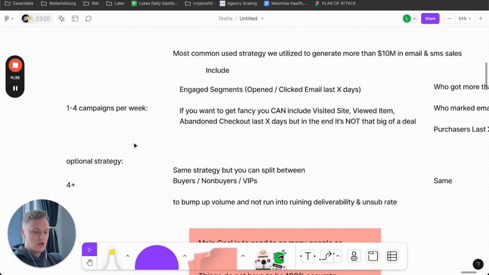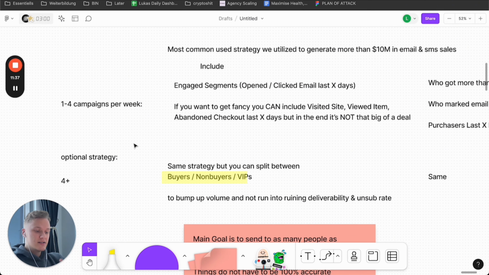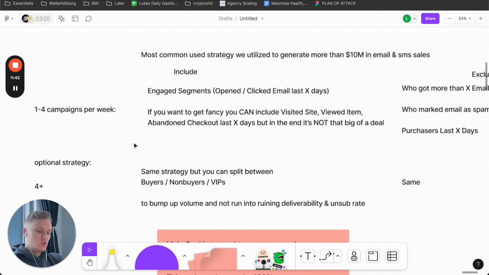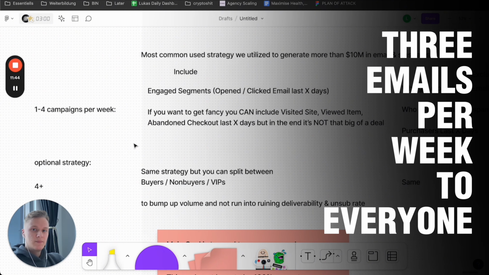So what we can do is split between buyers, non-buyers, and VIPs. Usually it's buyers and non-buyers. And what we can do is send 3 emails per week to everyone.